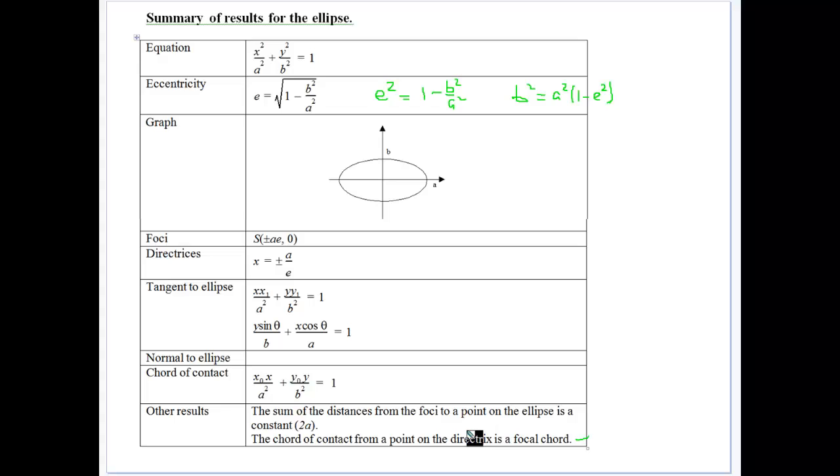So there we go. There's all the results we need to know and manipulate and put in to solve our problems on ellipse. And the next video will go through some of those problems on the ellipse for us to play around with.